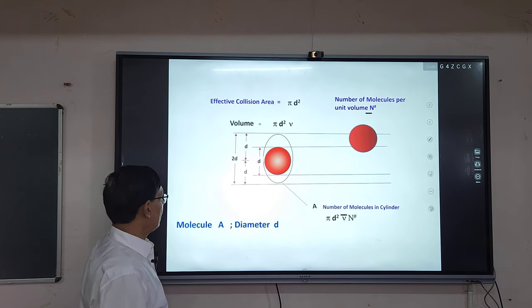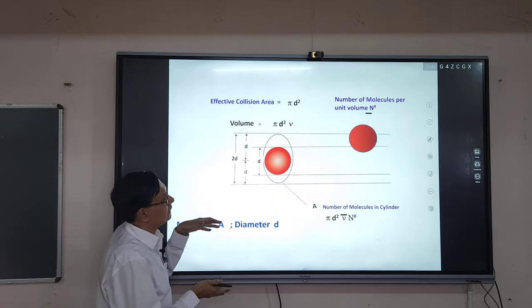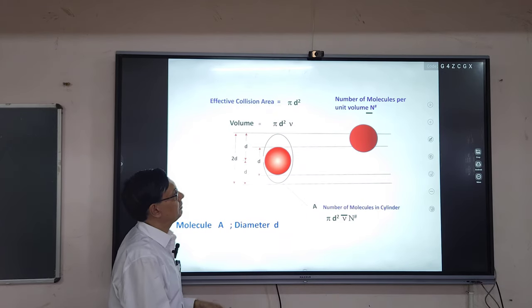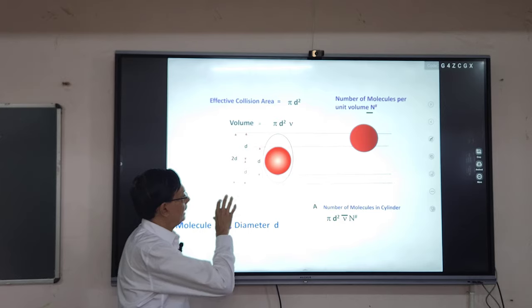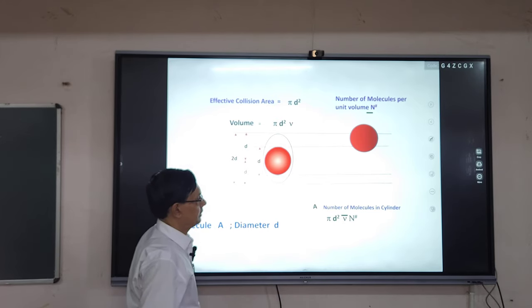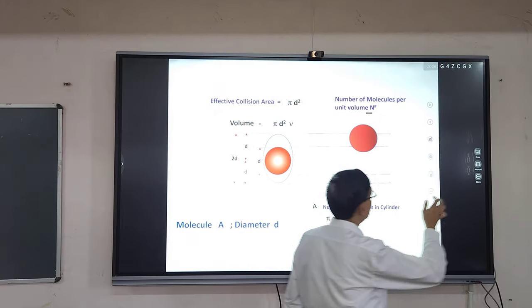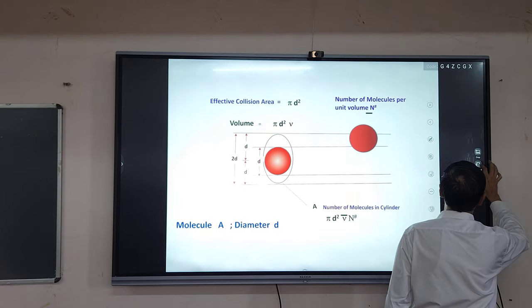Now, I will explain everything by imagination: I am taking a cylinder. But before that, I must tell you the types of collision.